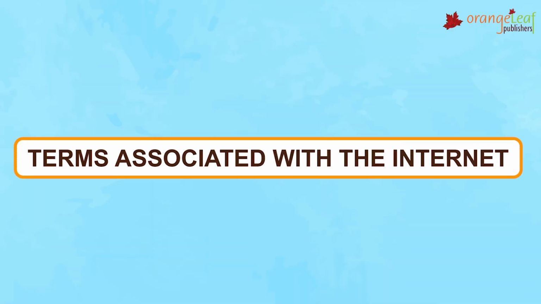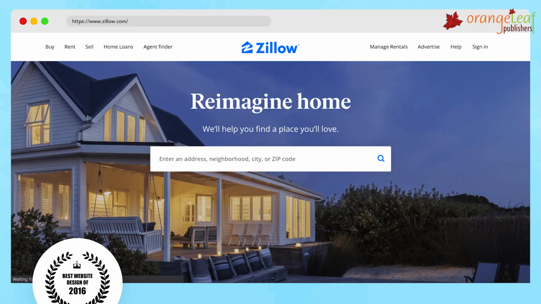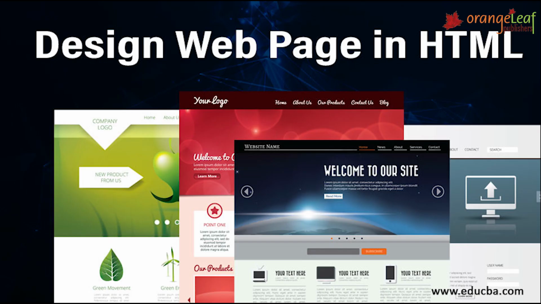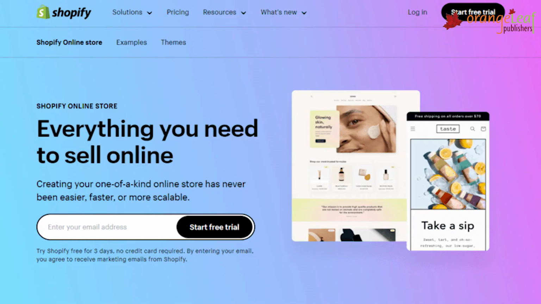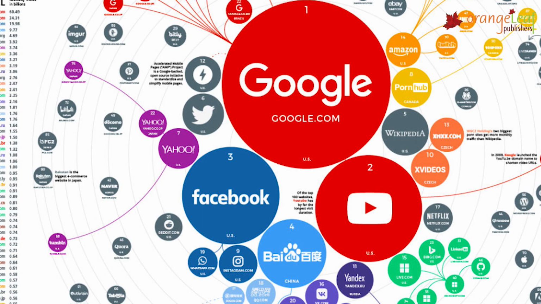Terms associated with the internet. Web pages. A web page is a document written in hypertext markup language (HTML). You can read a web page on the internet with the help of a web browser. Websites. A collection of web pages made up of related text, images, and other resources are called websites.